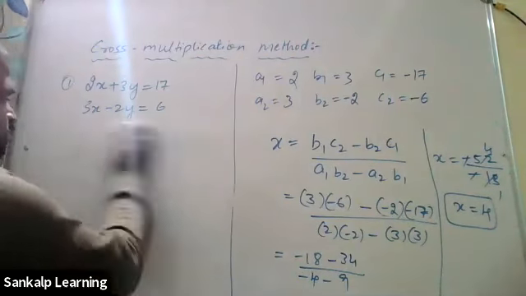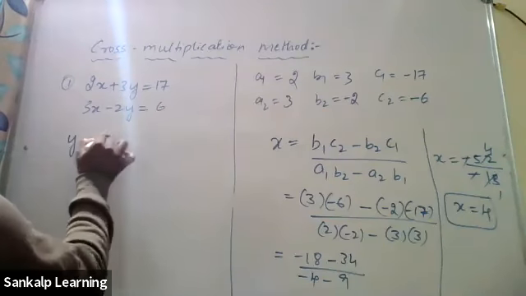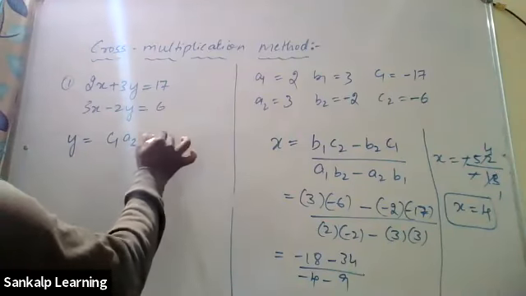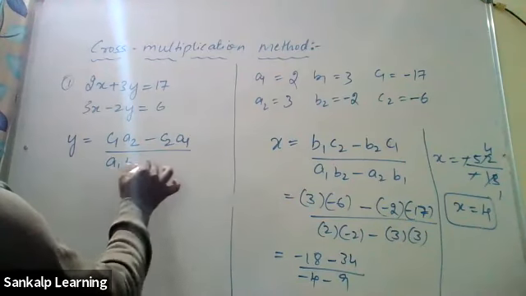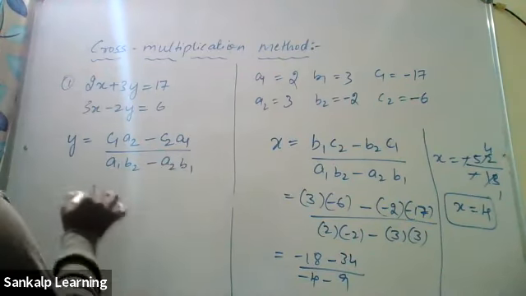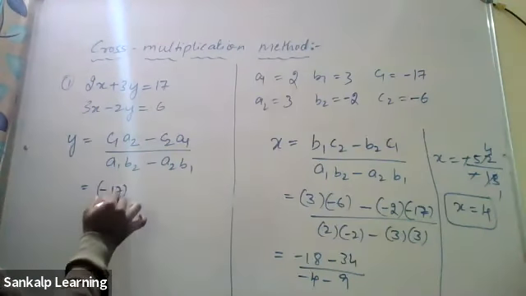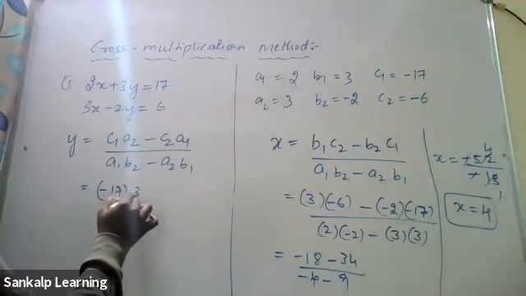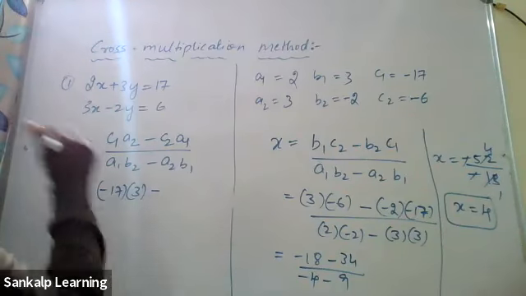People who didn't get it, I'll also solve it on the board. So the formula to find y is C1A2 minus C2A1 divided by A1B2 minus A2B1. C1 is what? Minus 17 within the brackets. A2 is 3, minus C2. C2 is minus 6.